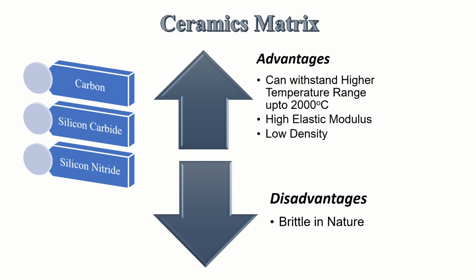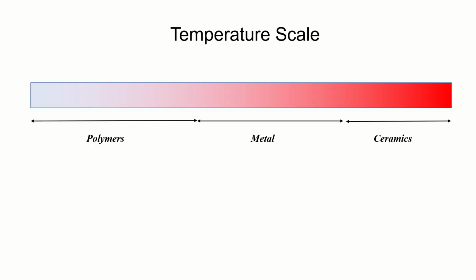The disadvantage of ceramics is that they are brittle in nature. For example, we can take tiles. Tiles are very brittle in nature. Once you drop them, they have very little impact strength and will break into different pieces. So these are the major differences of the matrix.